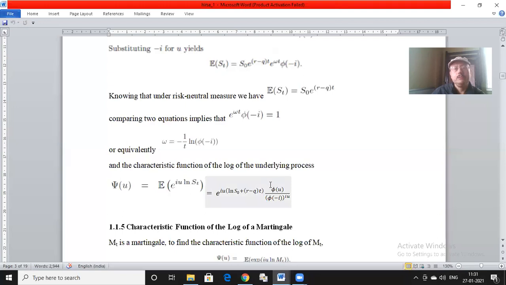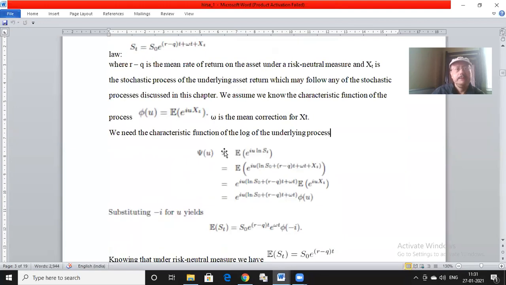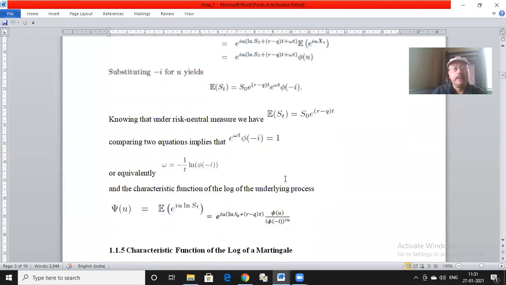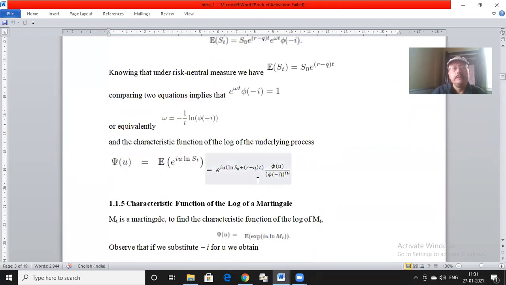Of course, I need to know small phi. So as I said, we assume that we know the characteristic function for X. So if I know the characteristic function for X, then I can write the psi(u) function in terms of phi. So these are transformations that we'll be using repeatedly. This is like our basic toolbox.